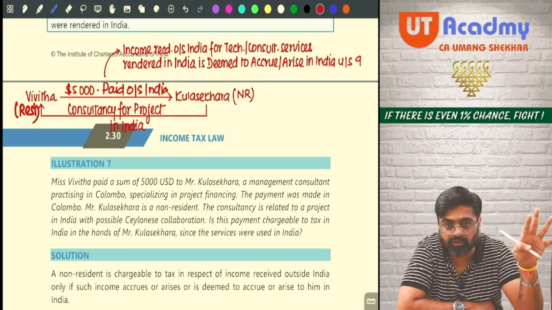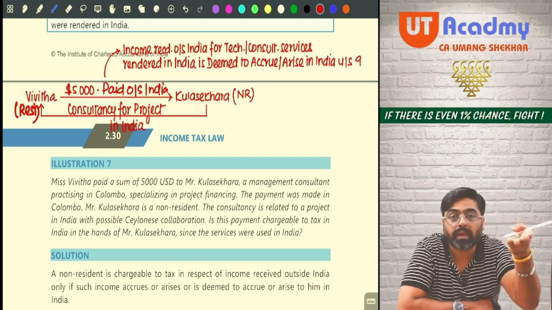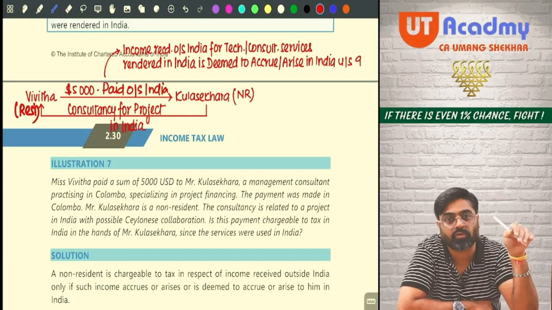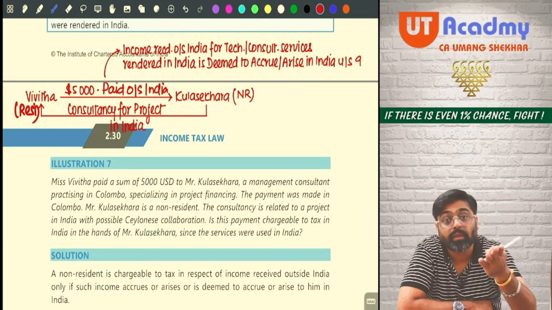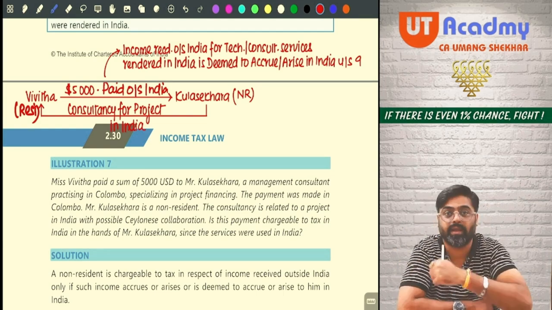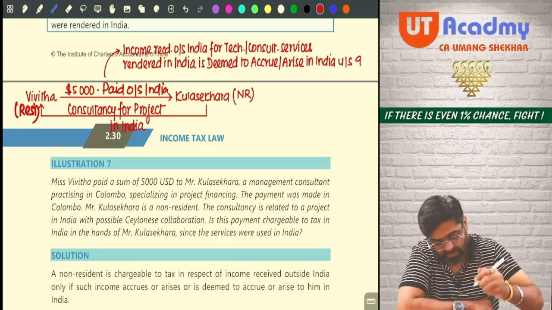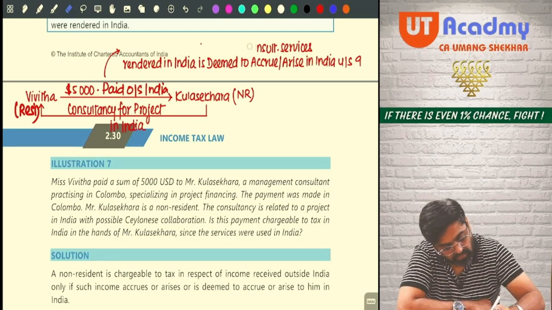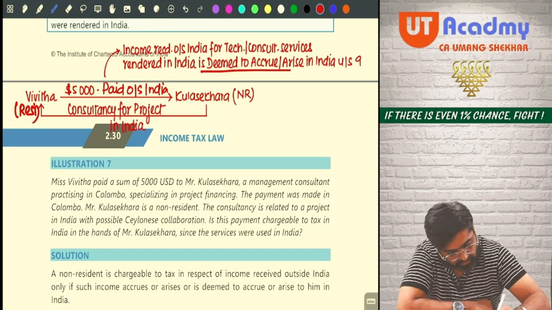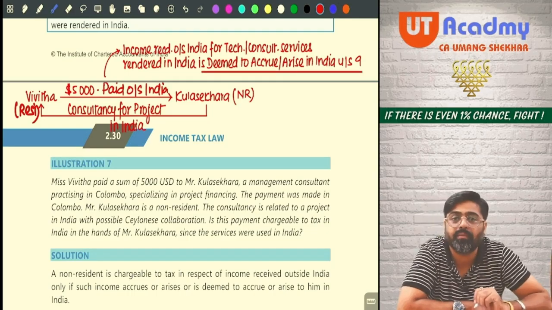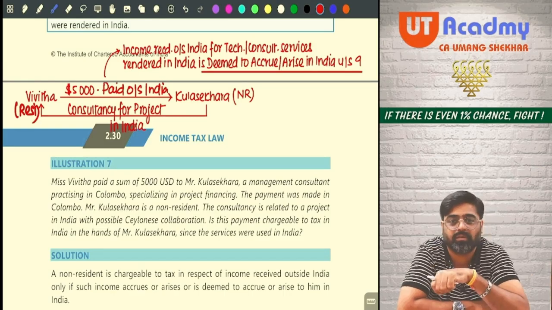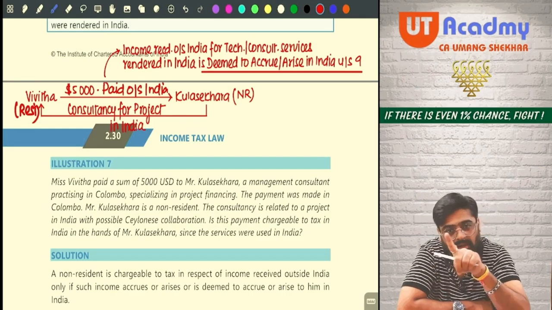So think from the point of view of Kulsekara. Kulsekara is an assessee receiving income outside India. But this income which he is receiving outside India is for providing his services for a project in India. Can I say that is income deemed to accrue or arise in India? It is income deemed to accrue or arise in India for Kulsekara. Make this diagram near illustration 7 so that you will understand.